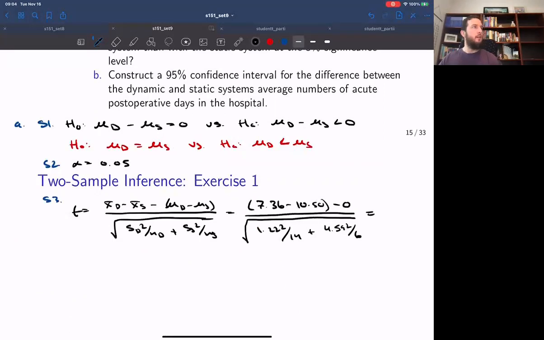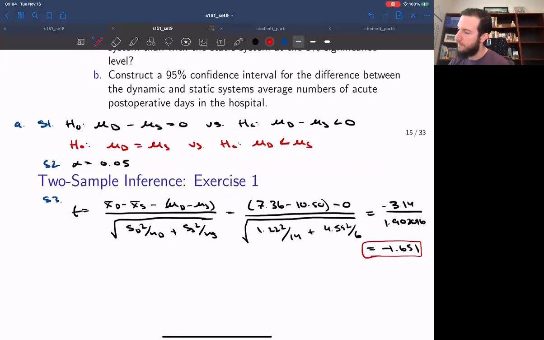Okay, so this is going to give us negative 3.14 divided by 1.902016, which is negative 1.651. So that's our test statistic in this situation.